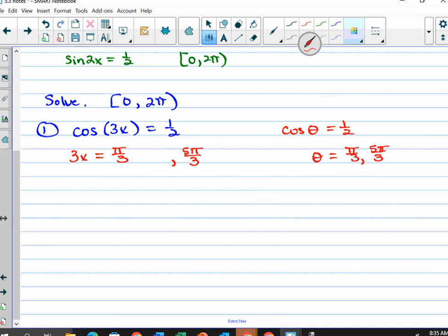The way I do that is I say plus 2 pi, and we throw a k in with each of these, because it repeats every 2 pi.